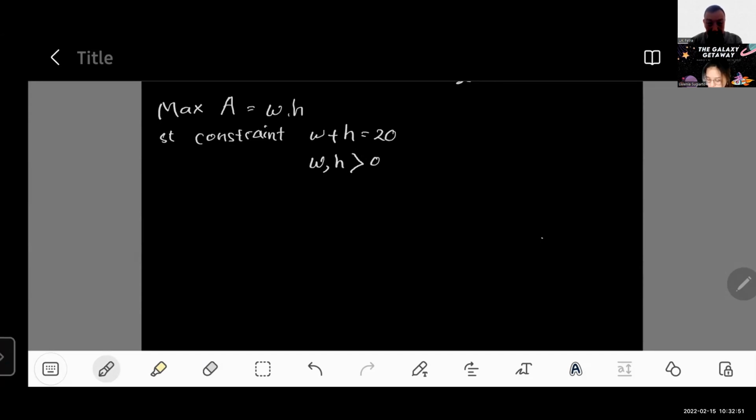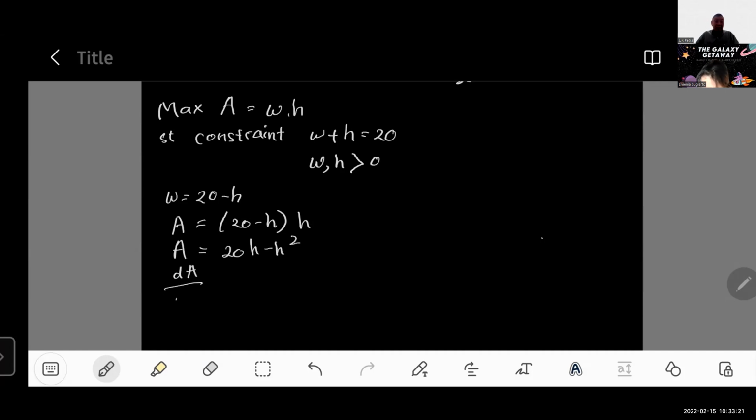So here we can substitute. W is equal to 20 minus H, so we substitute. 20H minus H squared. Okay, very good. Yes. Now dA/dH is 20 minus 2H, so that's easy, right? Wow, you're a master of this already. 20 minus 2H equals 0.